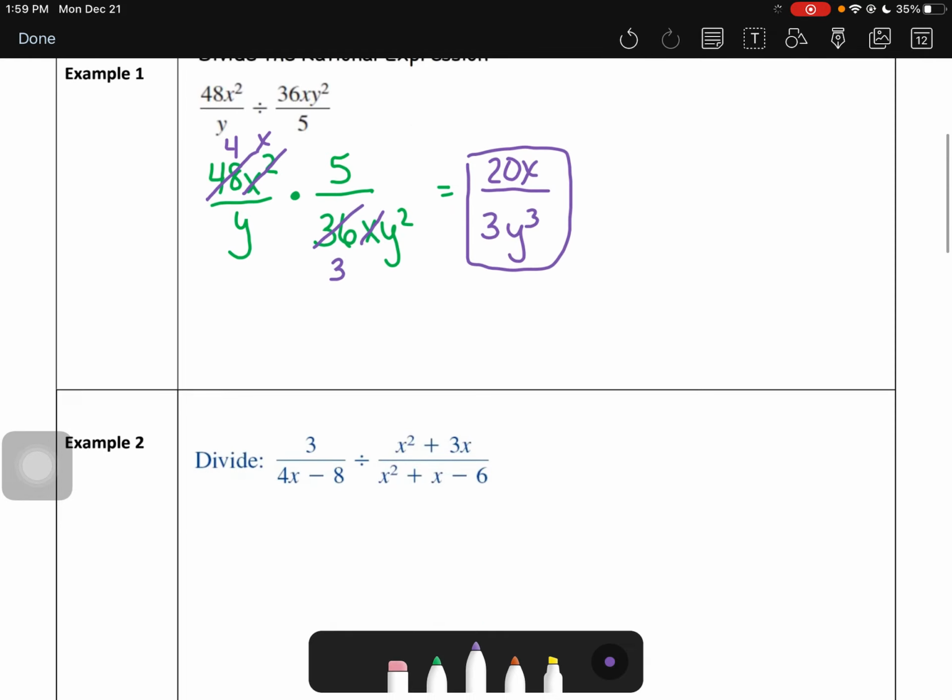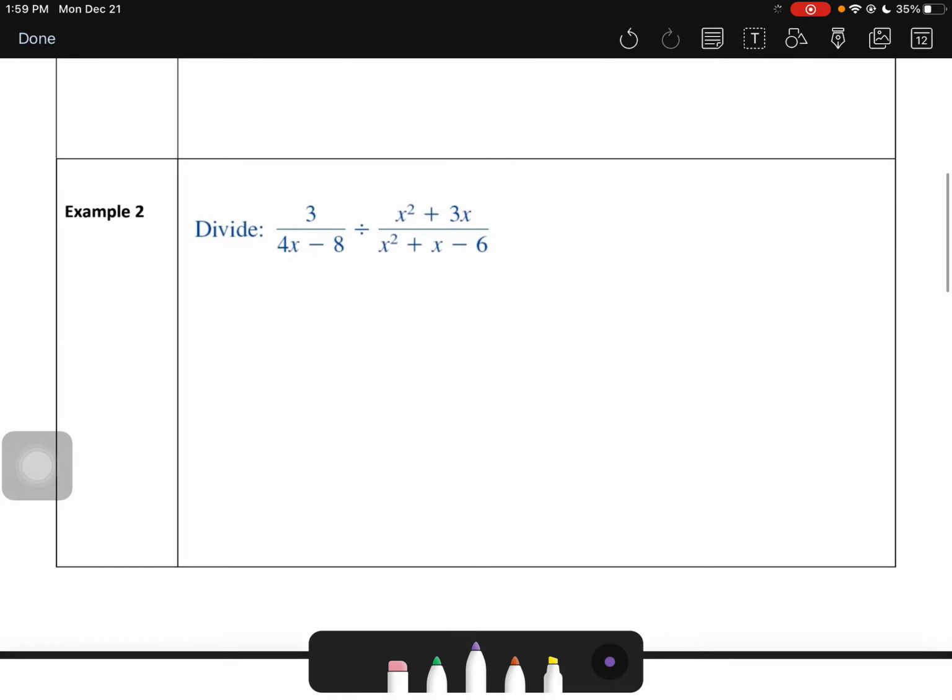The same principle follows when we have our other expressions. So we're going to keep the first expression. But what I'm going to do is factor the bottom of that. So divide both by 4 and get x minus 2. Then I need to take the reciprocal.